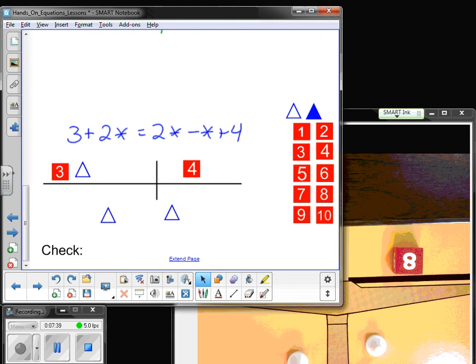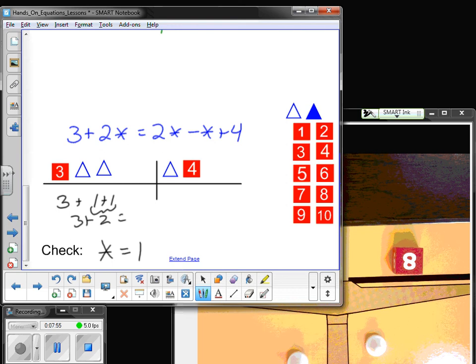So the stars can come off. I got a star plus 3 equaling 4. So star must equal 1. And if I check it, put those back up, I got 3 plus 1 plus 1. I got 2 of these, so it's 3 plus 2. That gets me a 5 on this side. And 1 star plus 4 on that side gets me a 5. 5 equals 5. That checks out.